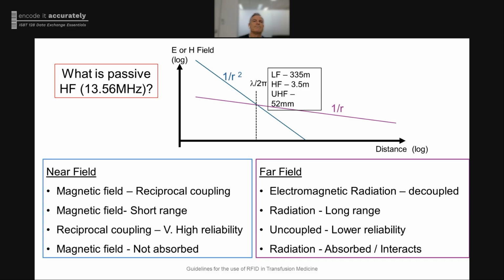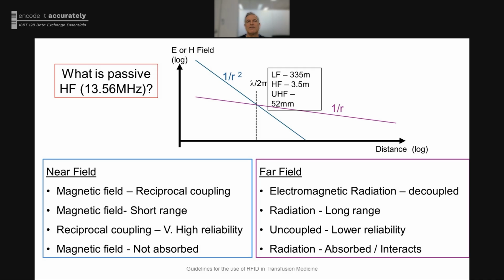We can now turn our attention to the different physical characteristics of the near and far fields. The LF and HF systems operate in the near field, where the magnetic field dominates and the reader and tag antennas are coils. There is reciprocal coupling between antenna coils through the magnetic field. That is, the coupling from the reader to the tag is identical to the coupling from the tag back to the reader. The magnetic field is only able to operate at short distances. However, the reciprocal coupling can provide 100% reliable communication.